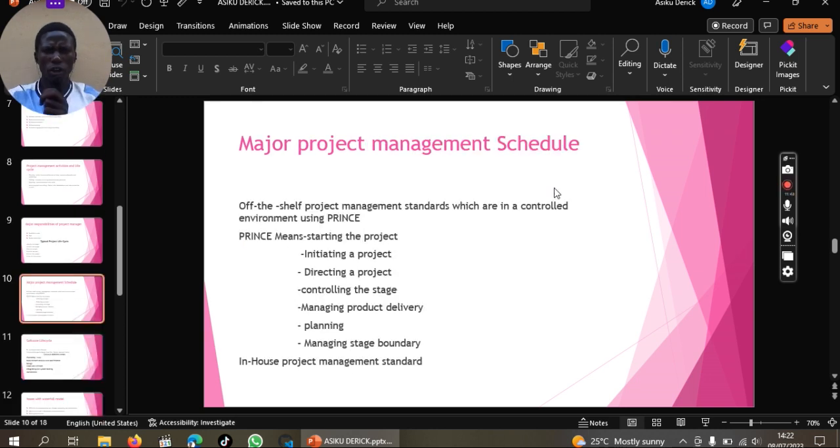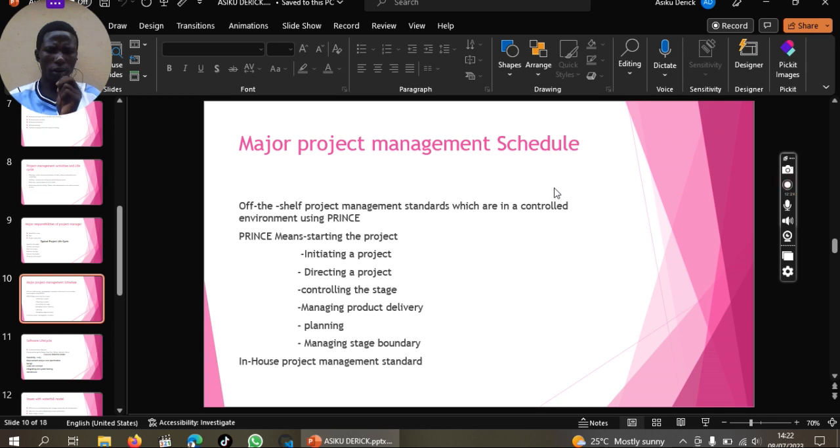Then let's talk about major project management schedules. There are two project management schedules. The first one is called off-the-shelf project management, which are in control. This one stands in a controlled environment using an acronym called PRINCE. It means off-the-shelf project management must be developed in a controlled environment for specific reasons.